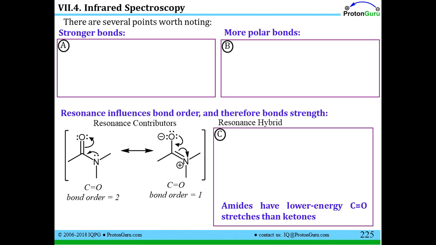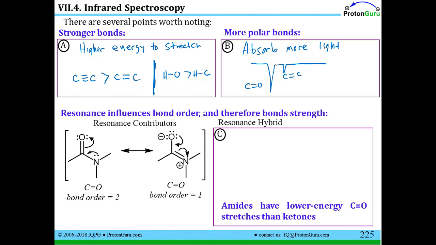So a couple take-home lessons. Stronger bonds are harder to stretch. For example, it takes more energy to stretch a CC triple bond as compared to a CC double bond, or an OH bond versus a CH bond. Secondly, the more polar bonds will absorb more light. So if I have a compound containing both a CO double bond and a CC double bond in the same compound, the CO double bond is more polar. You'll see it absorbs more of the infrared light than the CC double bond within the same compound.